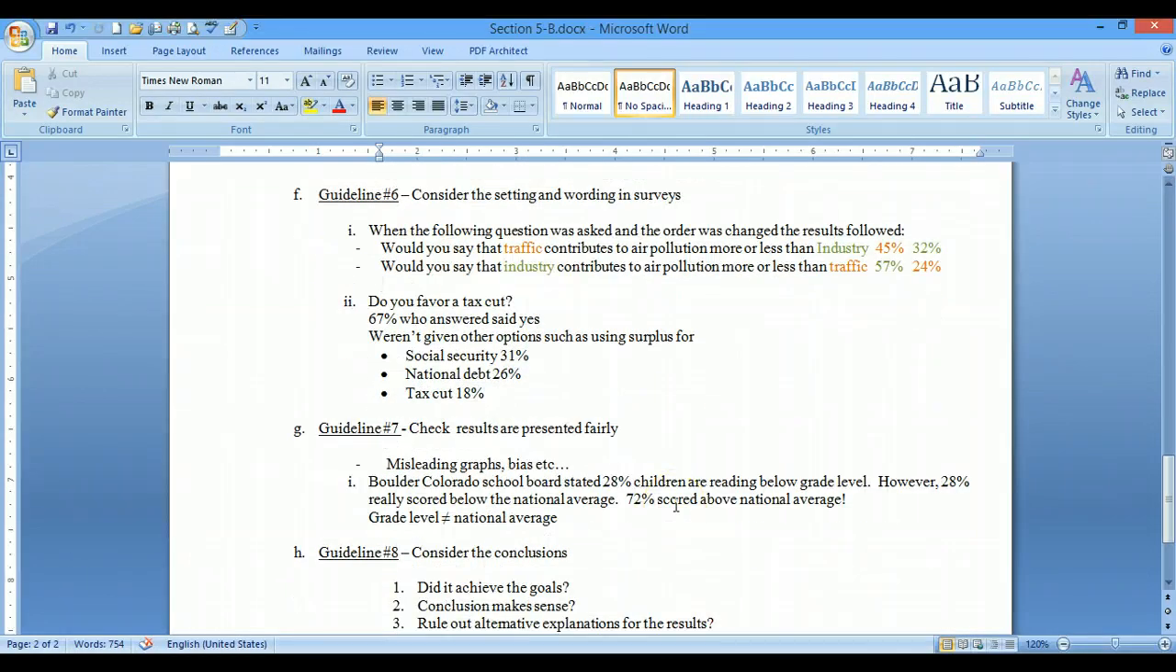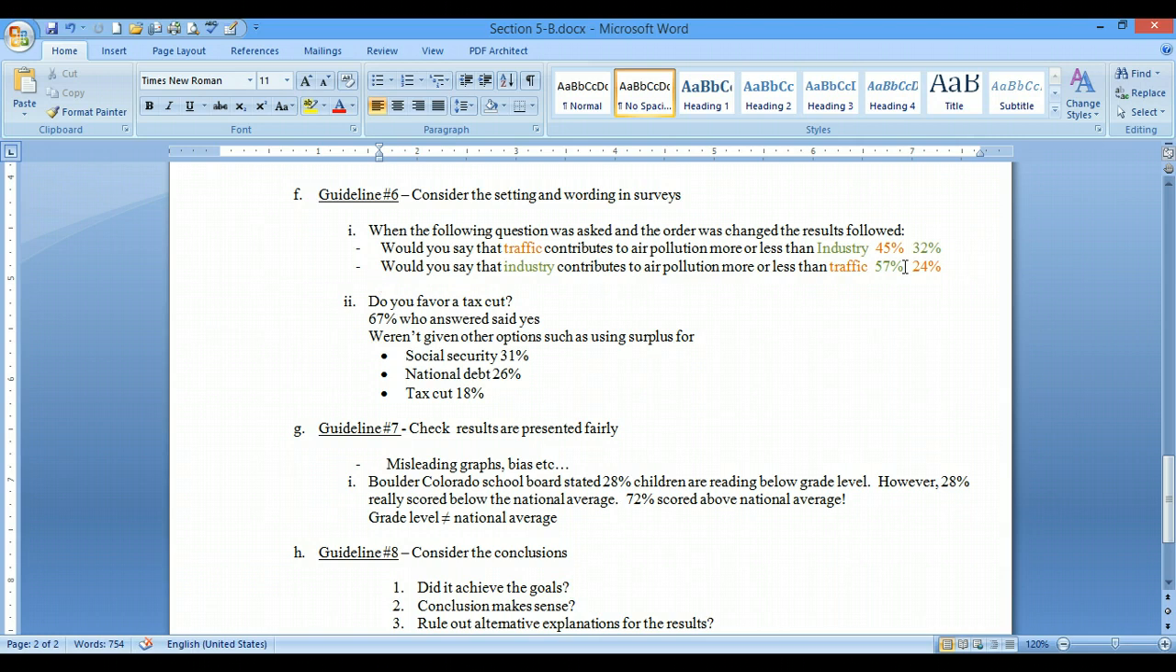Guideline number 6. Consider the setting and wordings in surveys. When the following question was asked and the order was changed, the results changed as follows. Would you say traffic contributes to air pollution more or less than industry? When traffic came first, there was a 45% saying that traffic contributed more and industry was 32%. In just switching those two words and putting industry first, it actually, as you read it, kind of subliminally tells you industry contributes to air pollution more or less than traffic, and it was a 57% to a 24%.